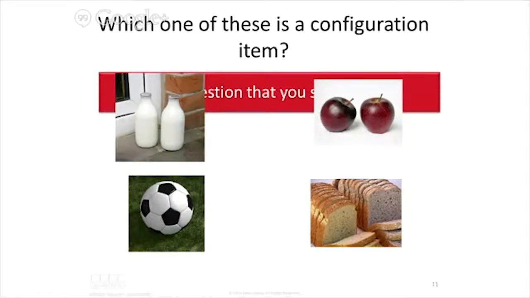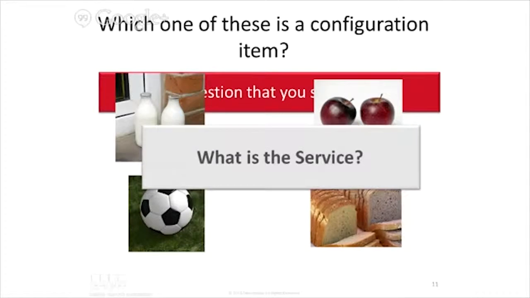The question that you should be asking me at this time is, what is the service? Because without knowing the service, you have no idea what configuration item it can be. If we were playing football, then yes, definitely, the football is the CI. If we were in a restaurant or in a deli, the bread might be the CI. In a cafe, the milk might be the CI.